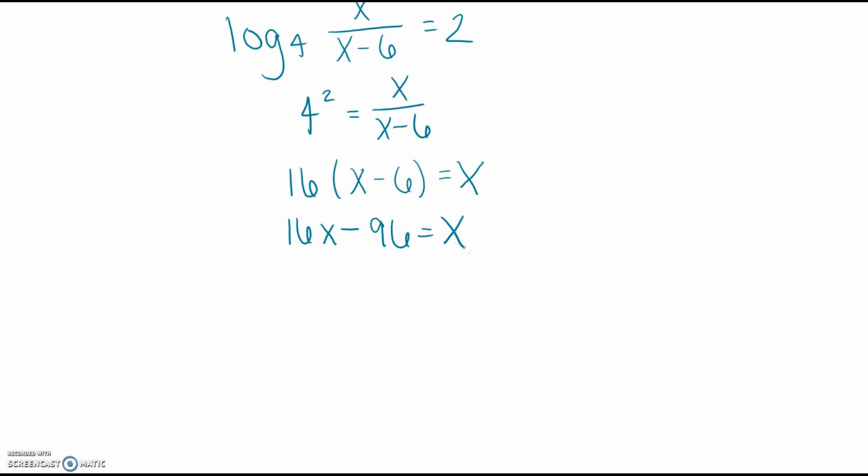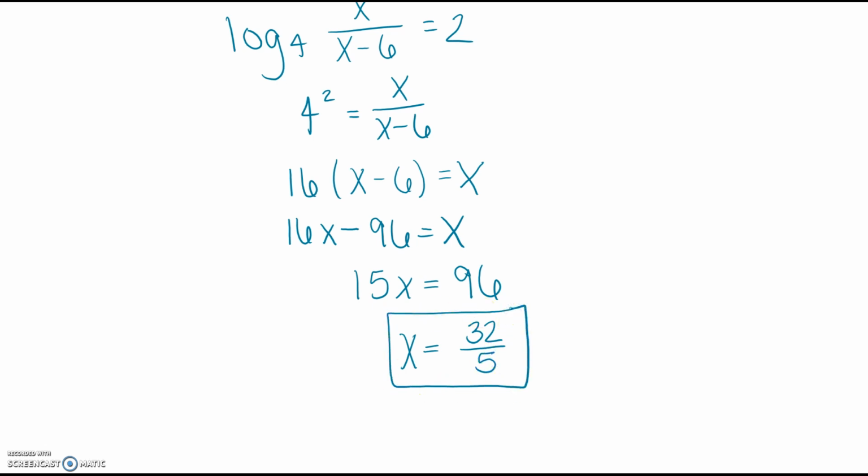Now I want to get both of my x's on the same side. So I'm going to subtract x to get 15x. And at the same time, I'm going to add 96. And finally, we'll divide by 15. And 96 divided by 15 can be simplified to 32 fifths. All right, so example 5.